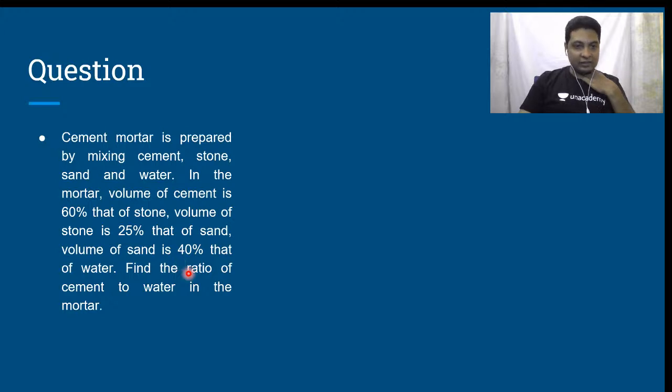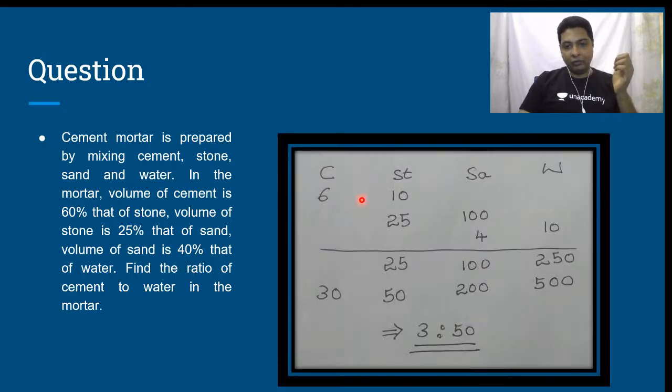But if that is confusing and you are not able to solve it that way, you can write it in this fashion as well. Cement, stone, sand and water. Cement to stone. Cement is 60% of stone. So if stone is 10, then cement is 6. Stone is 25% of sand. If stone is 25, then sand is 100. Sand is 40% of water. So if sand is 4, then water is 10, right?